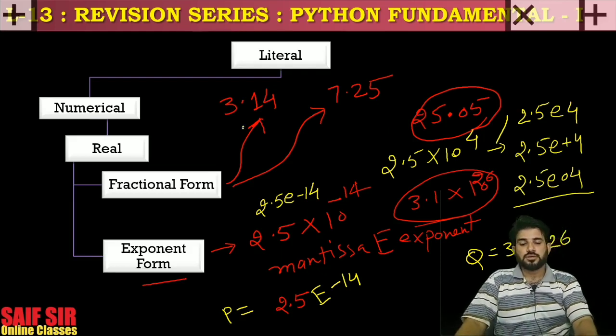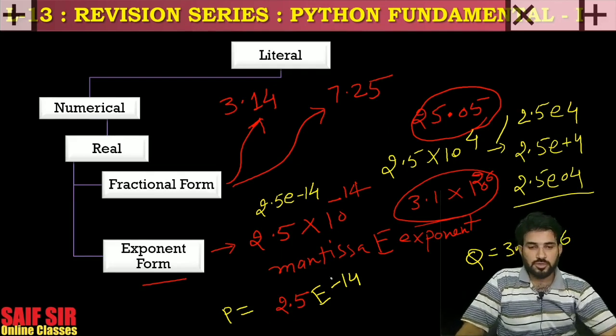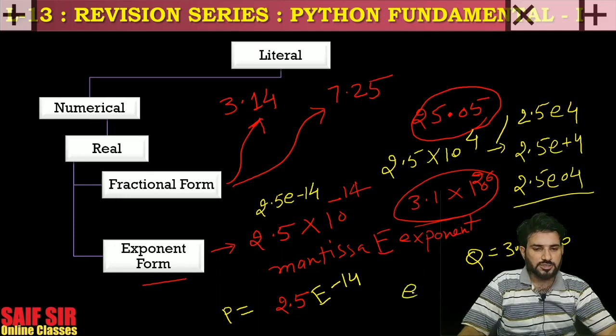One more thing is there. In exponent form, the value before E is called the mantissa and the value after E is called the exponent. So this has to be memorized.